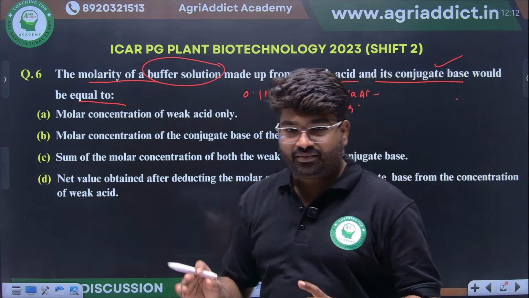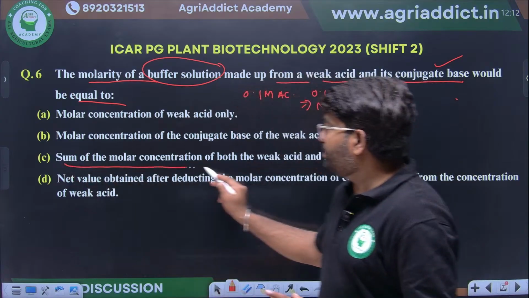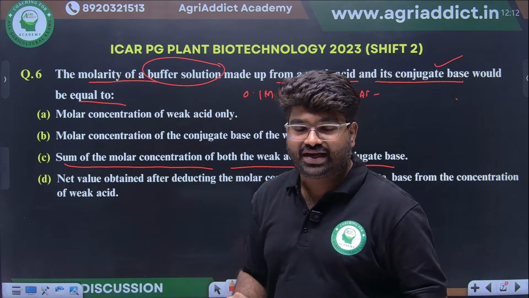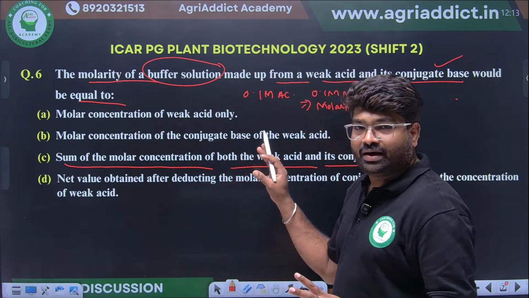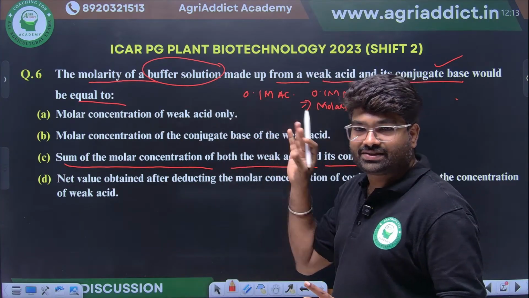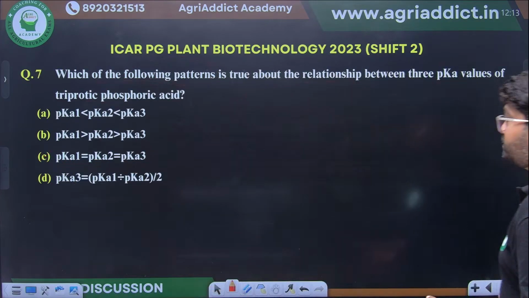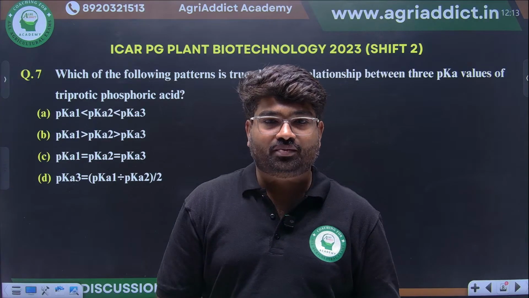It's just an additive process. It's the sum of the molar concentrations of both the weak acid and its conjugate base. Clear? So we just have to add the molarity of the weak acid and its conjugate base. Clear? So this will be the right option. Another important question from basics they have asked.